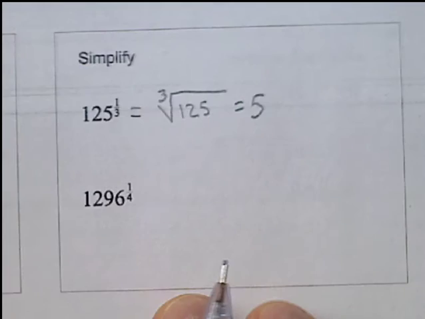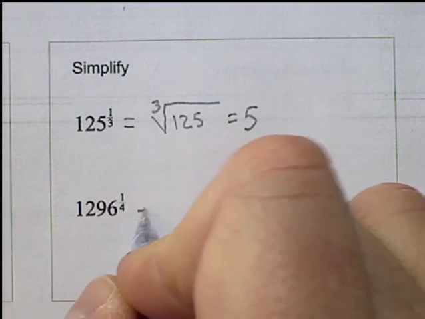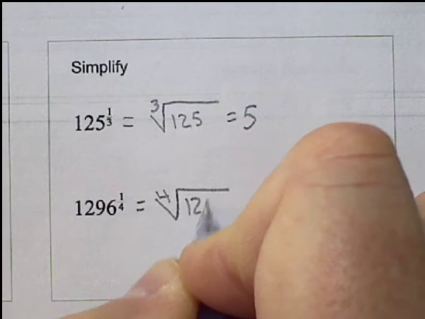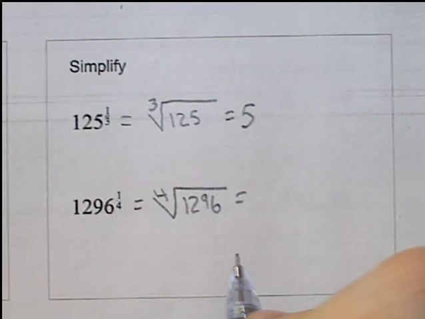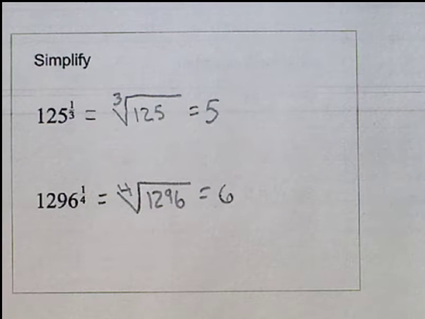Okay? And then 1,296 to the 1/4, we would write that as a radical. That's the 4th root of 1,296. And if you put that into your calculator, it should come out to 6. Okay? You doing all right so far? Yep. All right.